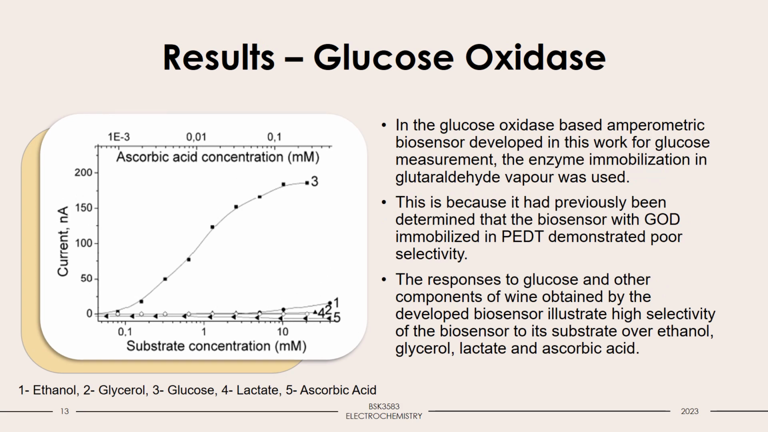Next, these are the results of the analysis using glucose oxidase enzyme. In the glucose oxidase-based amperometric biosensor developed in this work for glucose measurement, enzyme immobilization in glutaraldehyde vapor was used. This is because it had previously been determined that the biosensor with glucose oxidase immobilized in PEDT demonstrated poor selectivity. The responses to glucose and other components of wine obtained by the developed biosensor illustrate high selectivity of the biosensor to its substrate over ethanol, glycerol, lactate, and ascorbic acid.